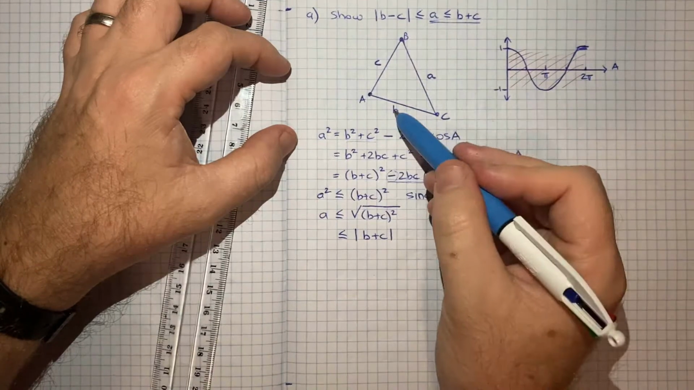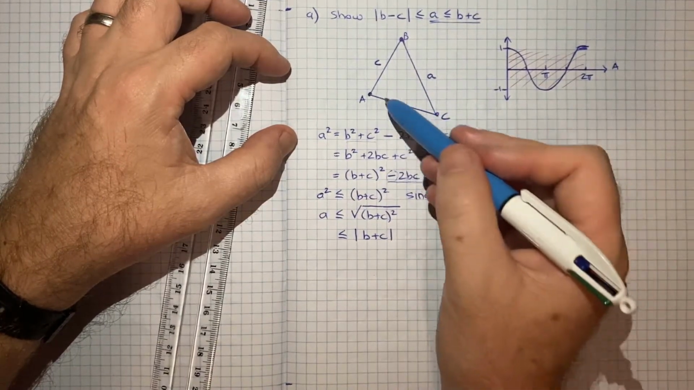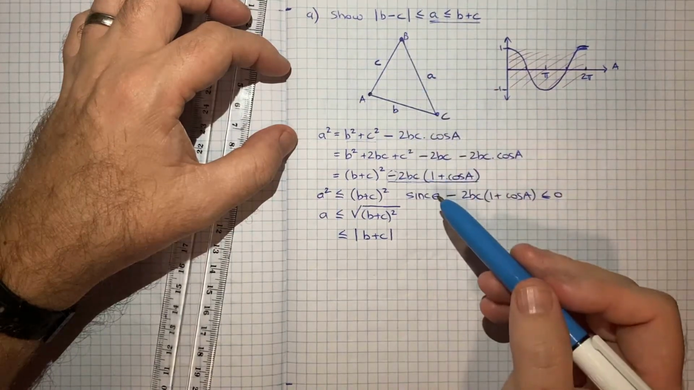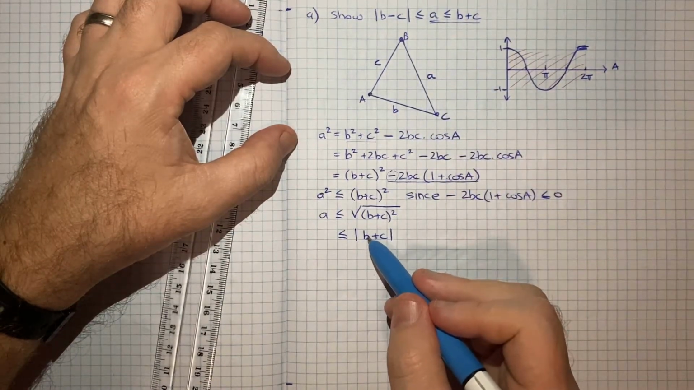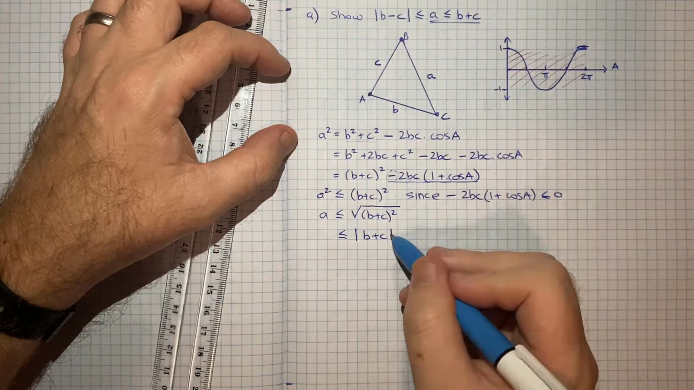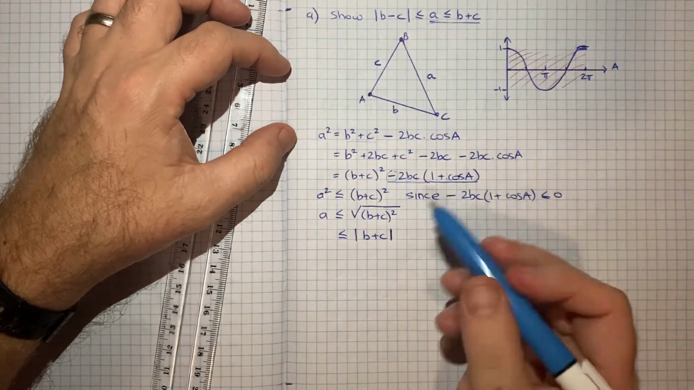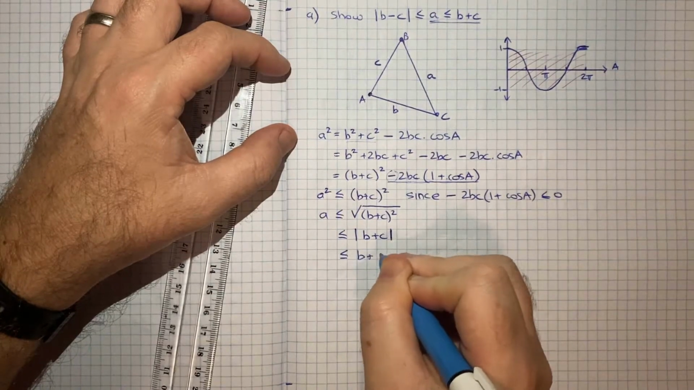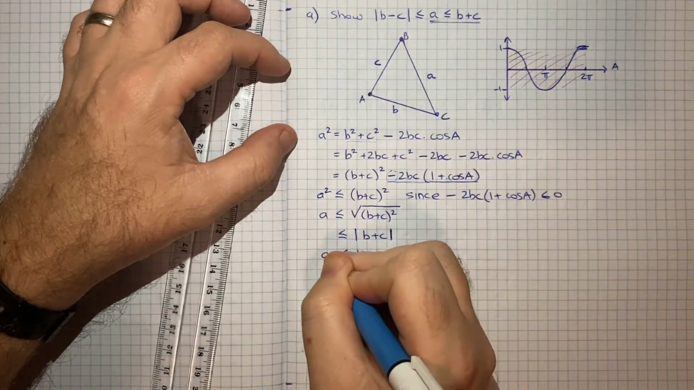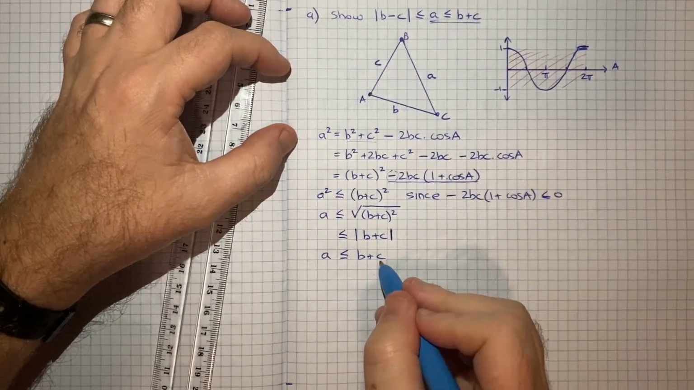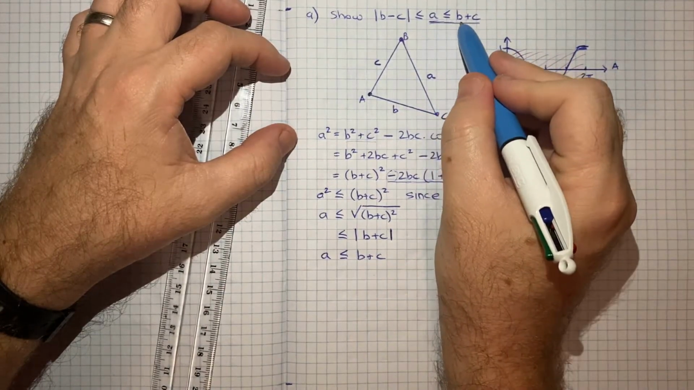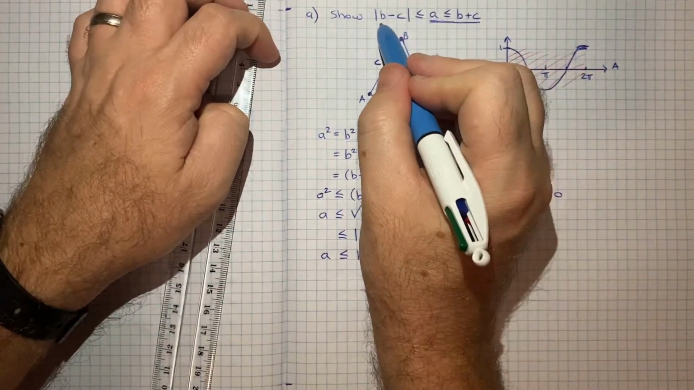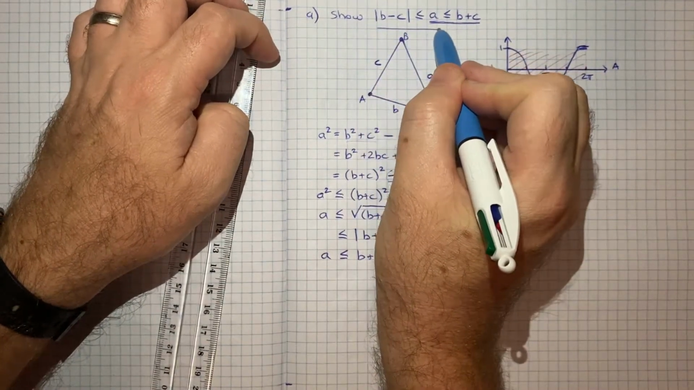Now, as I mentioned, b and c are both lengths of a side of a triangle, so they're naturally positive. So if you take the absolute value of a positive number, you're effectively not doing anything to it. So you can just write that as b plus c. So we've got a less than or equal to b plus c, and that corresponds to this part of the inequality. So now we'll take a look at this part of the inequality.